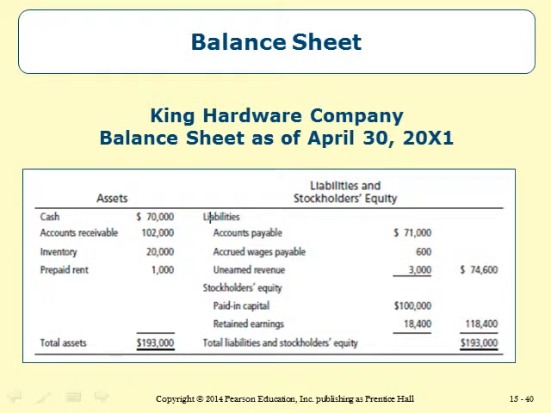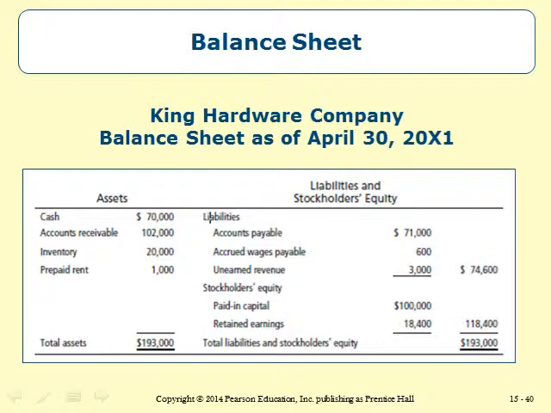And so here we can see the balance sheet of King Hardware Company as of, and this is an important distinction, so it's as of April 30th, 20X1. And that as of is important because it says it's at a point in time, right? So this is a financial snapshot or a picture of King Hardware Company at April 30th, 20X1.